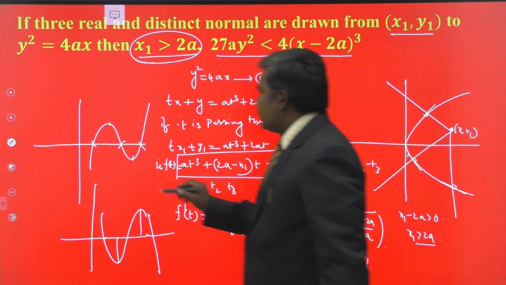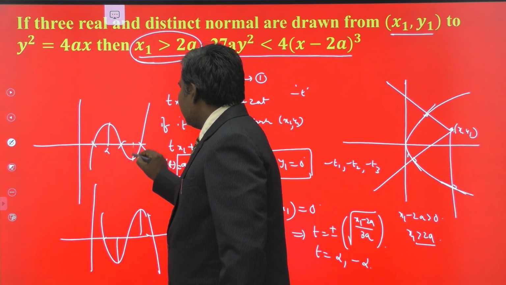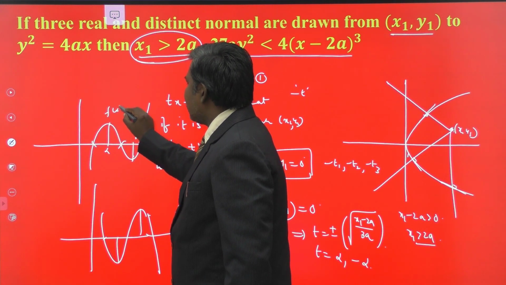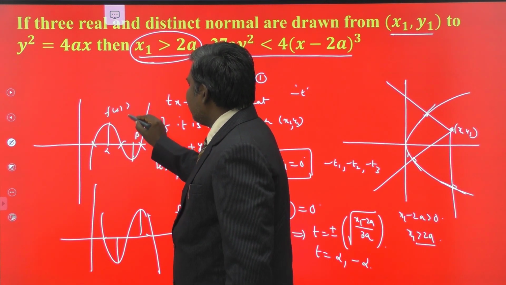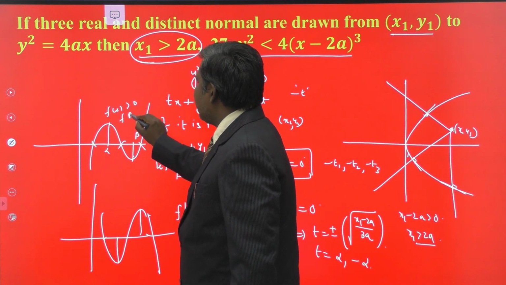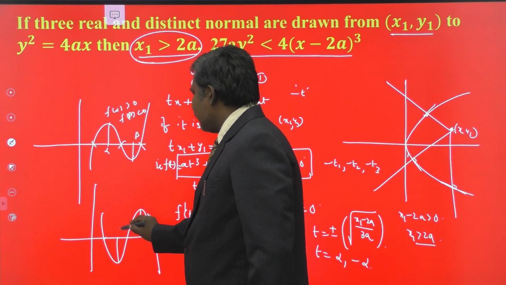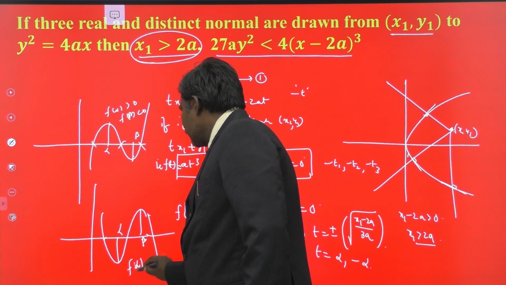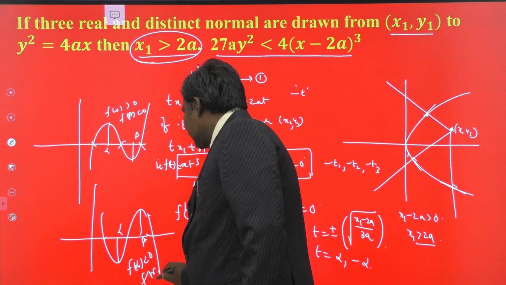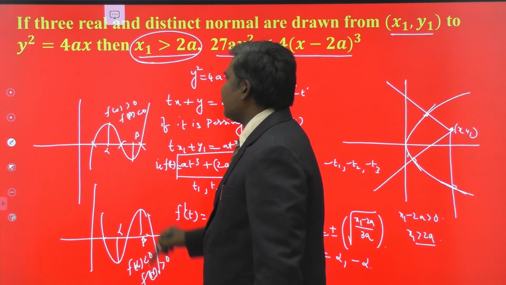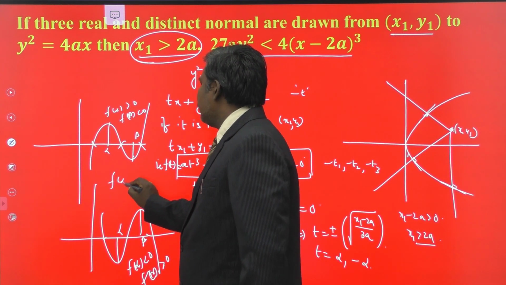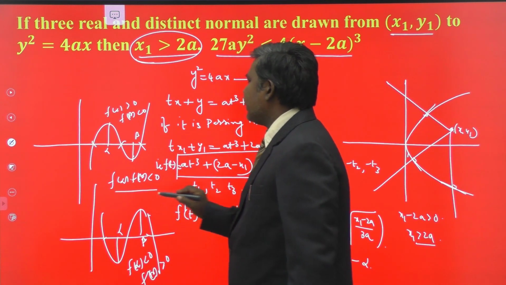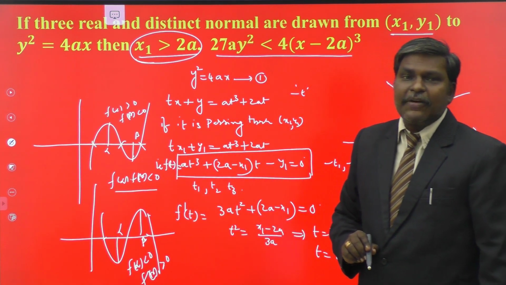My dear students, this is alpha and this is beta, say. What about your f of alpha, f of beta values? f of alpha here is greater than 0, f of beta is less than 0. In this case they may be reversed. If it is alpha, if it is beta, f of alpha is less than 0 here and f of beta is greater than 0 here. That means the product is what now? f of alpha into f of beta is less than 0. This is the important result you have to observe from the graph itself.